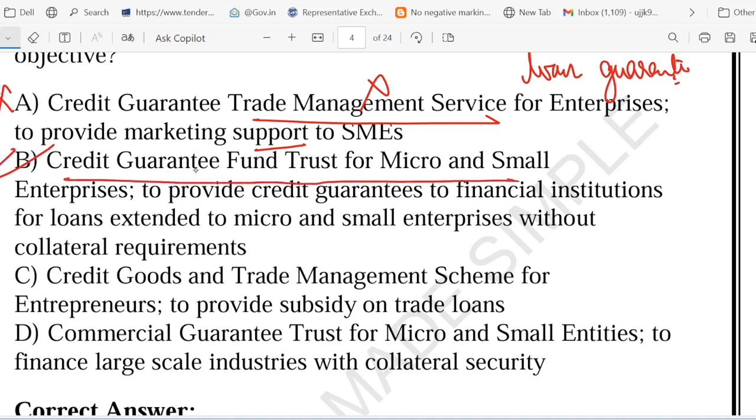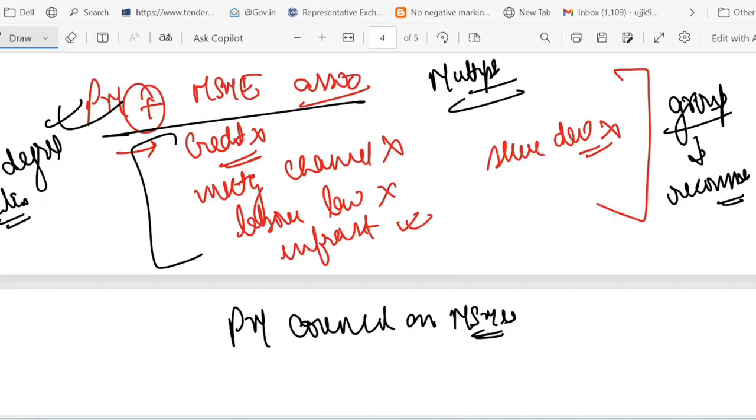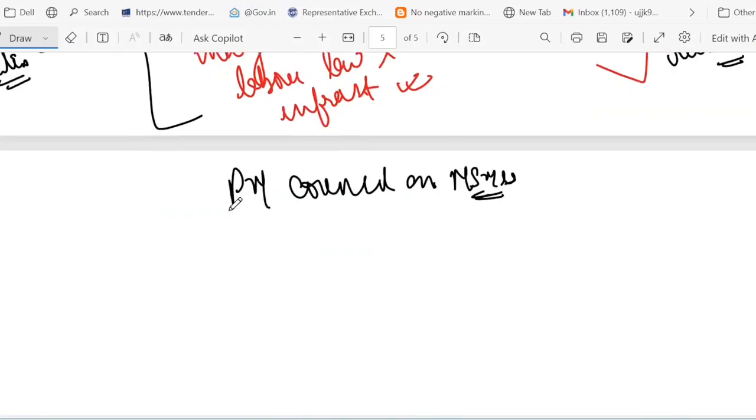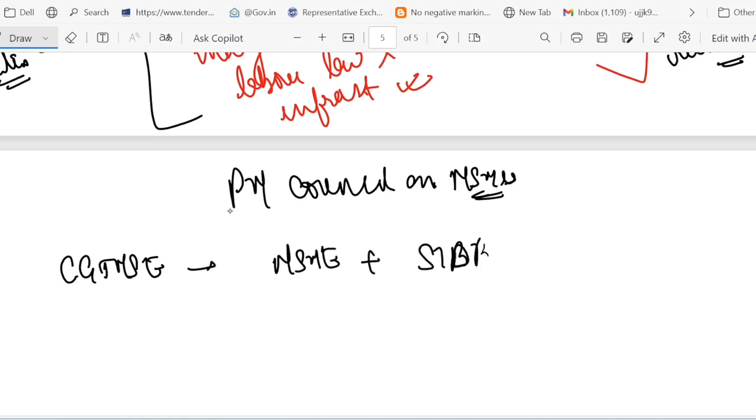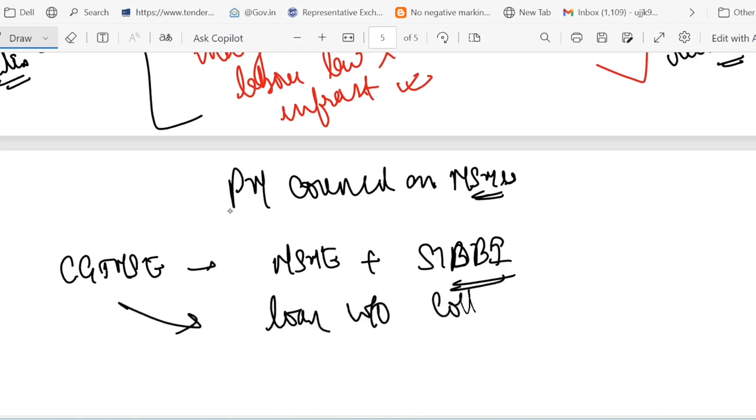Credit guarantee fund trust for micro and small enterprise. Remember the full form. Sometimes a question will ask what E stands for, or what T stands for, so you should know the complete full form. Let me elaborate a little about CGTMSE. It was set up by the MSME Ministry plus SIDBI. The purpose was to help small businesses get loans without collateral.